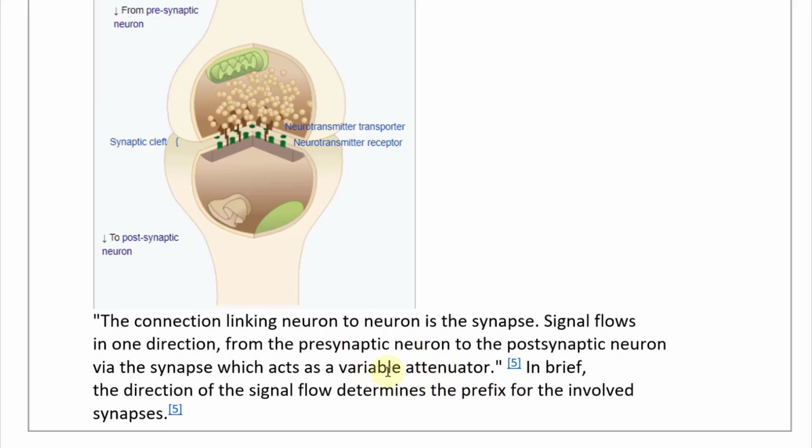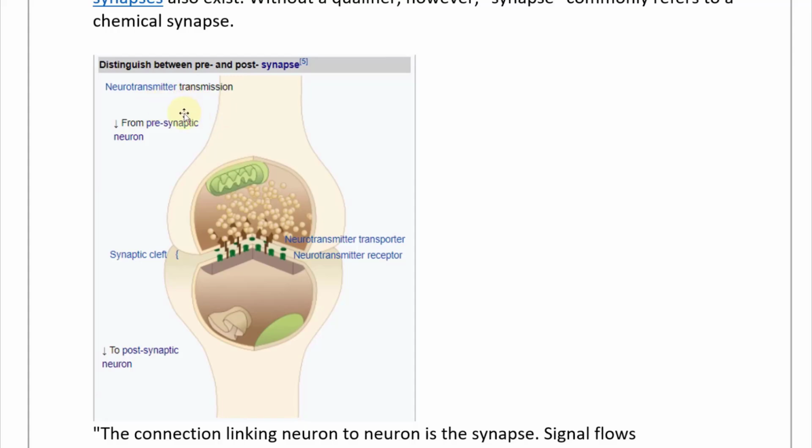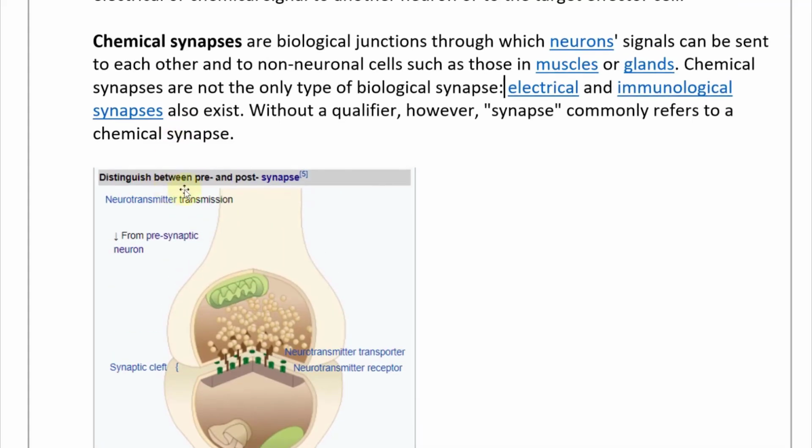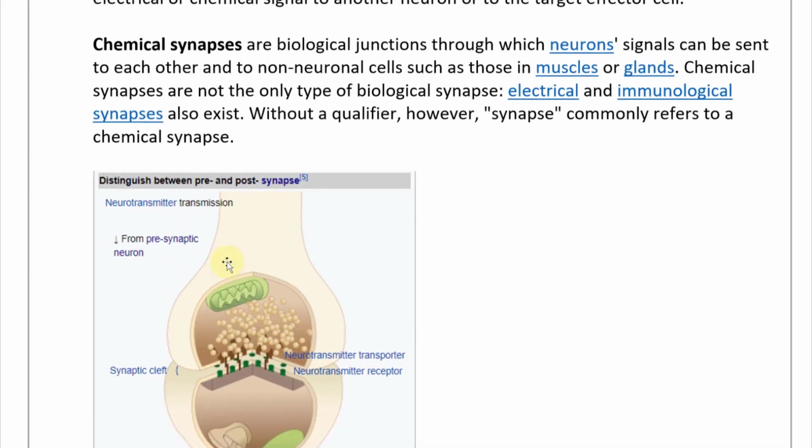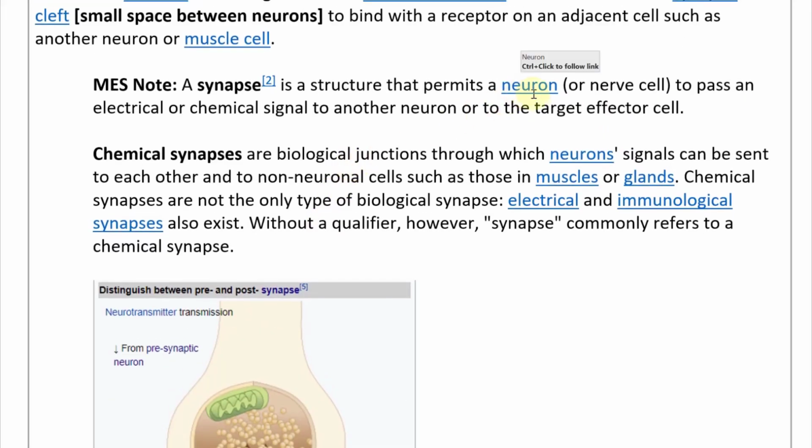They basically adjust the strength of the signal getting through. So in brief, the direction of the signal flow determines a prefix for the involved synapses. Post is after, pre is before the signal has gone through. So here's how to distinguish between pre and post synapse. And again, the idea of these synapses is a structure that permits a neuron or nerve cell to pass a signal.